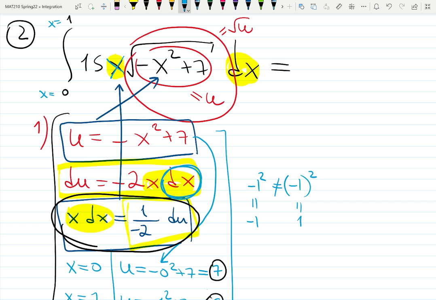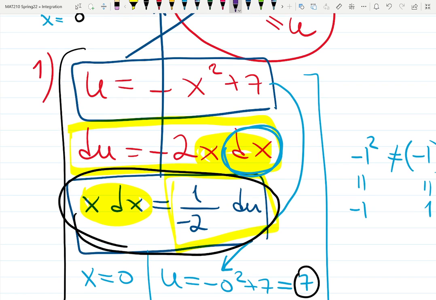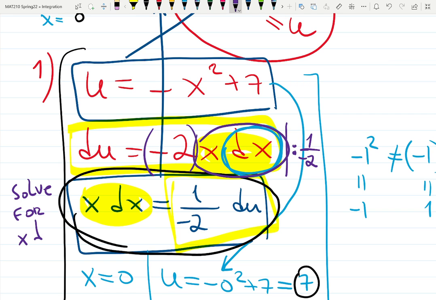How are you getting a 1/2? 1/2 is this one. Let me show you. I divide it by -2 to solve for x dx. Make sense? So how did I solve for x dx? I divided by -2, and that's why I have minus 1/2 now.